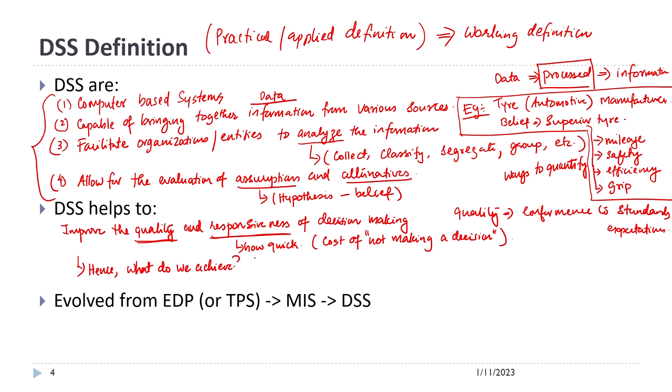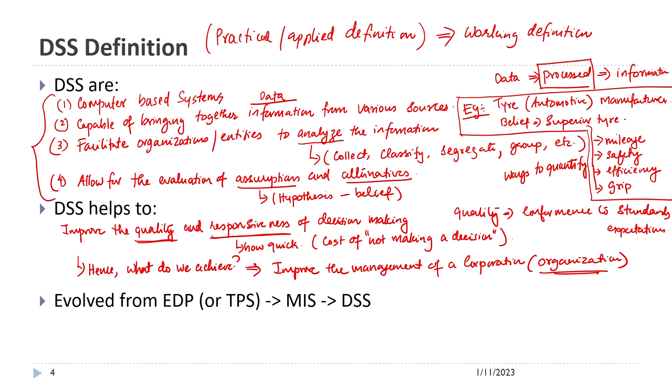If we improve the quality and responsiveness of the decision making, it allows you to improve the management of a corporation, or instead of corporation, I call it an organization, an entity or a business, a private limited company, whatever you want to call it. It will allow you to better manage the organization.